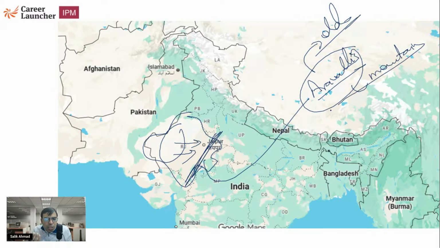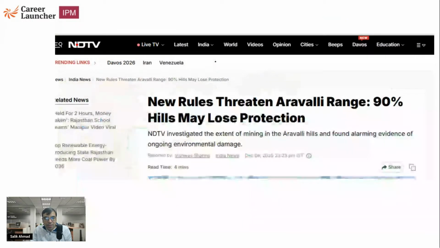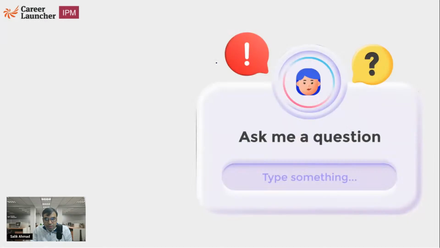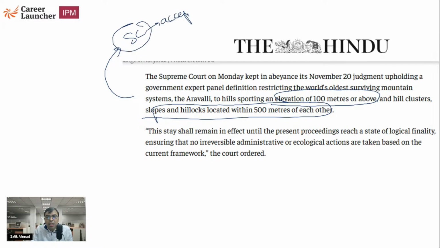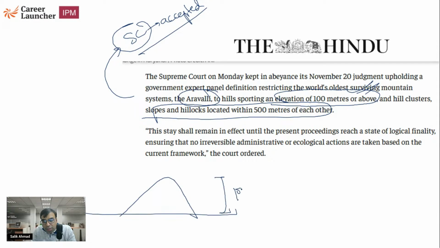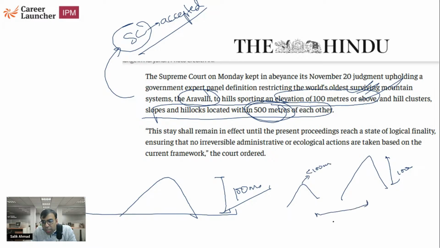So recently, or 2 months back, the government actually gave a definition of Aravalli to the Supreme Court, and the Supreme Court accepted it. This led to hue and cry. काफी हंगामा हुआ. वो ये था कि for it to be considered Aravalli, the height should be 100 meters or above. Plus, if there is a gap of 500 meters between two hills, then the one less than 100 meters will not be considered part of Aravalli.